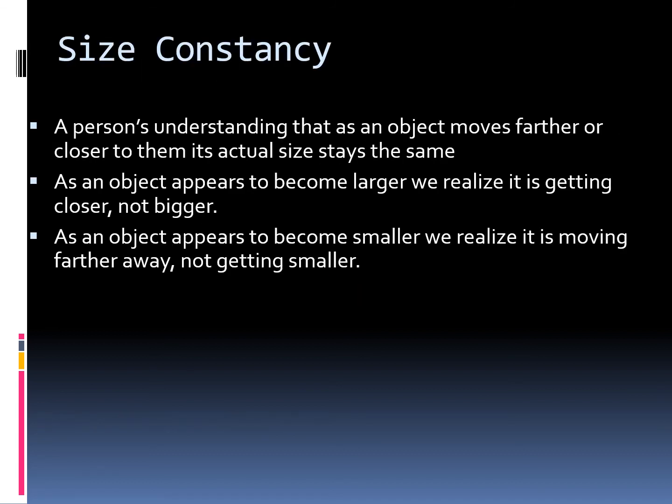All right, so now we're going to start talking about the constancies. So size constancy. This is a person's understanding that as an object moves farther or closer to them, its actual size stays the same. So as an object appears to become larger, we realize it's getting closer, not bigger. As an object appears to become smaller, we realize it's moving farther away, not getting smaller. So this is similar to like relative size, in relative height, things like that.